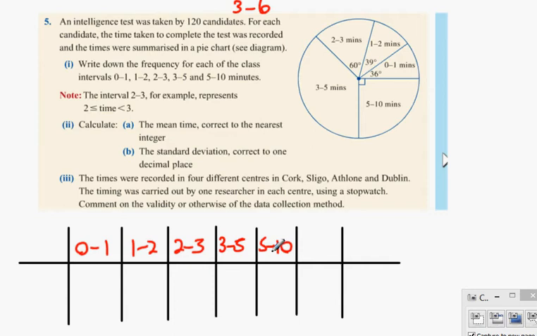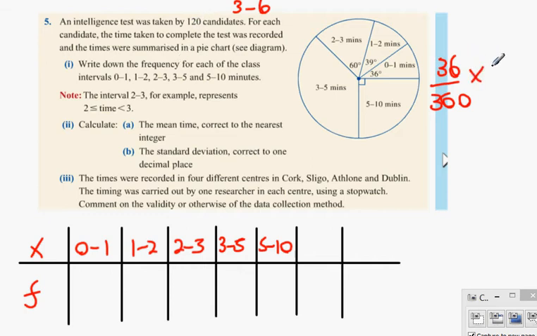Now what I have to figure out is the mean time correct to the nearest integer. Write down the frequency for each of the class intervals 0 to 1, 1 to 2, 2 to 3, 3 to 4, 5 to 10. That means how many people are in each section. Now, 36 degrees, whatever my angle is, I put it over 360 and I multiply by how many people are in the full thing.